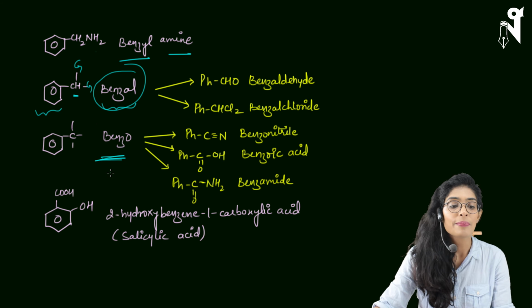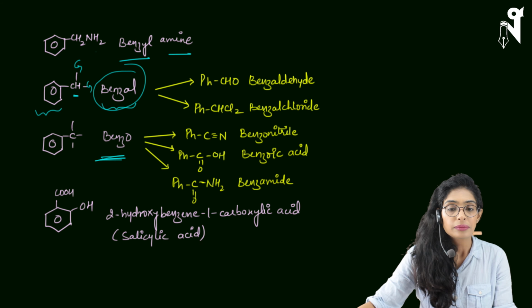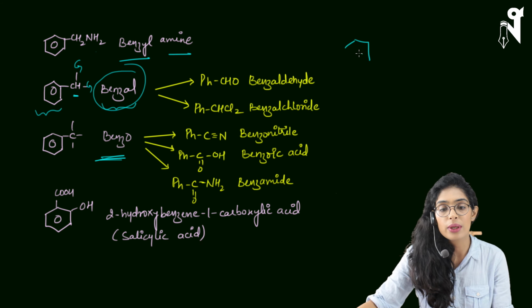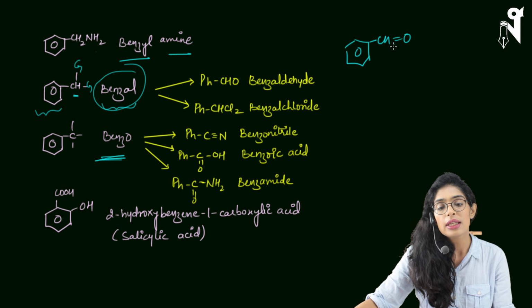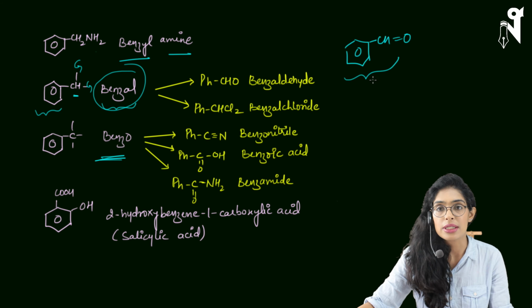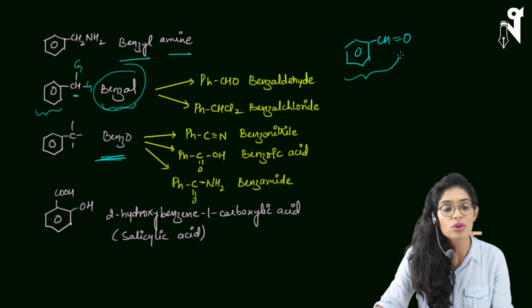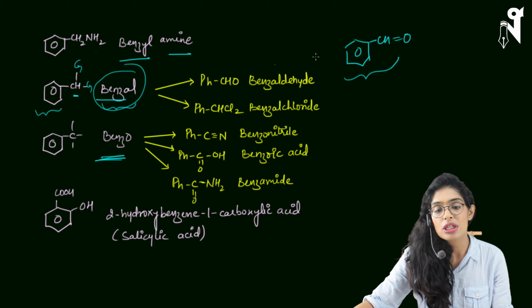Let's see some examples. So if I have benzene with CH and then two bonds are free, and from those two bonds it is connected to oxygen, then this is an aldehyde group on the benzene, and the name will start from benzo, so it will be benzaldehyde.